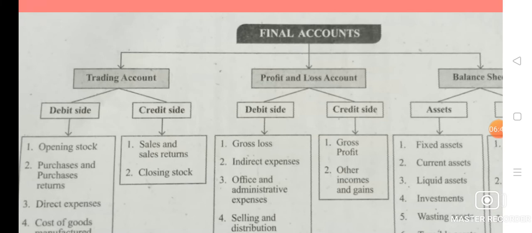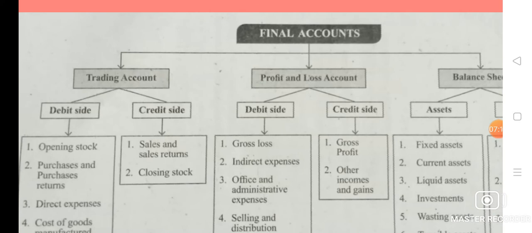So it is helpful in ascertaining the financial position of the business by showing assets and liabilities of the concern on a specific date. It discloses the solvency of business by showing how much assets are available for payment of liabilities. It also discloses the proprietary interest of owner. Then it helps in calculation of various ratios which help in better management of business.